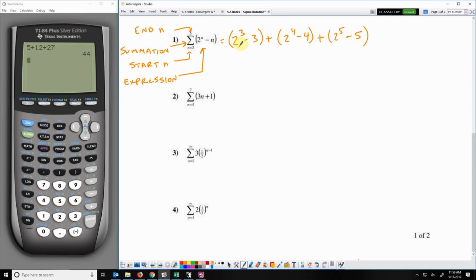2 to the third is 8, minus 3 is 5. 2 to the fourth is 16, minus 4 is 12. And 2 to the fifth power is 32, minus 5 is 27. And I've actually already got that on my calculator. 5 plus 12 plus 27 equals 44. So we have a sum for those three terms of 44.